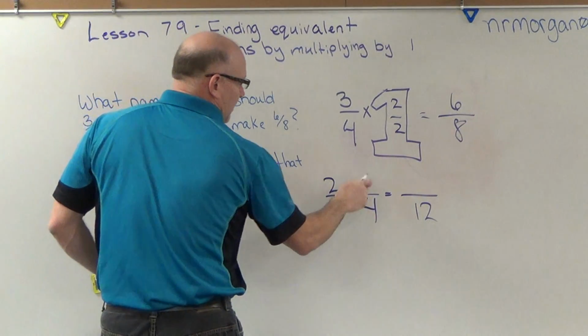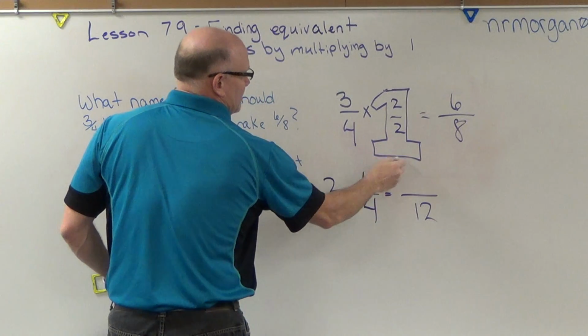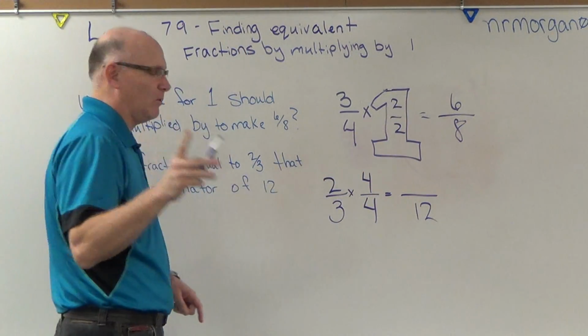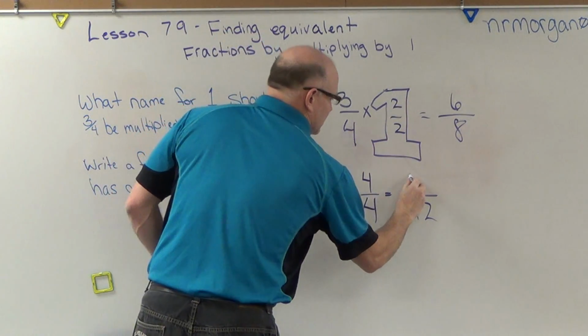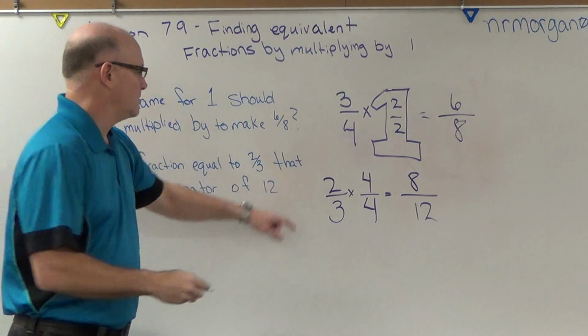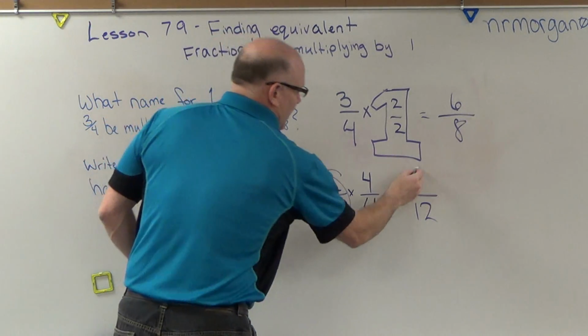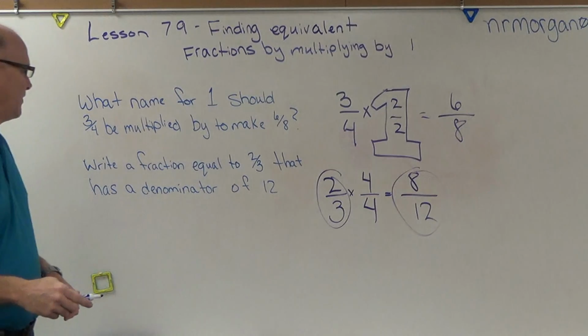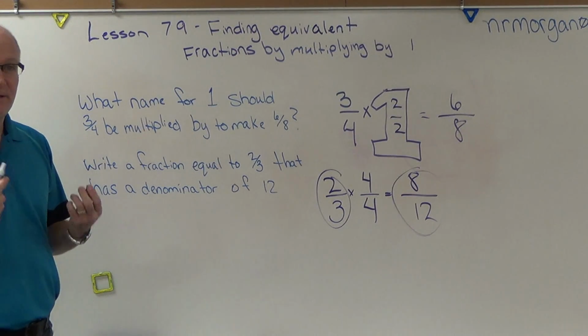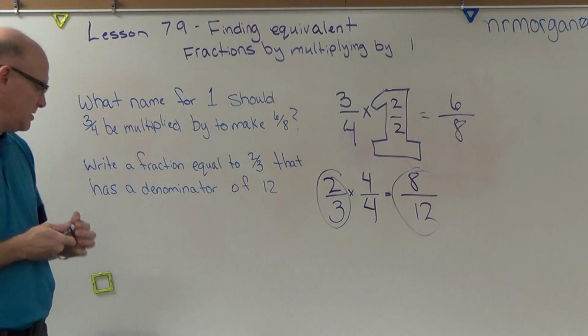3 times 4 equals 12. All right? And since we have 4 on the bottom, we want to make sure we put 4 on the top, so that way we still get our 1 that we're multiplying it by. 2 times 4 equals 8. So 2/3 is equal to 8/12. Got it? Makes sense? Any questions?